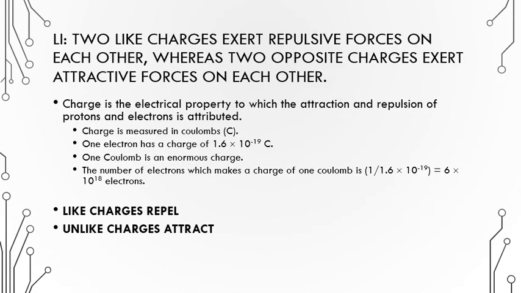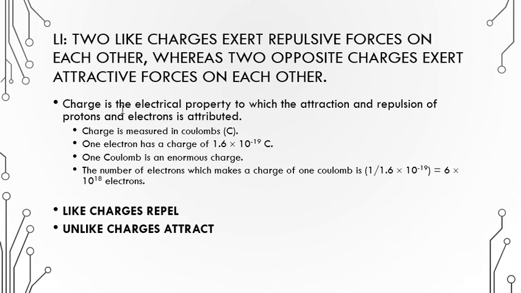Now, our next learning intention is that two like charges exert repulsive forces on each other, whereas two opposite charges exert attractive forces. So if you imagine, it's just like a magnet. You have the north and south pole of magnets. They're attracted to one another. However, if you have two norths facing each other, they're going to repel. Two souths, they're going to repel. Just like positive and negative charges. Two positives will repel, two negatives will repel, a positive and a negative will attract one another. They're going to apply an attractive force.